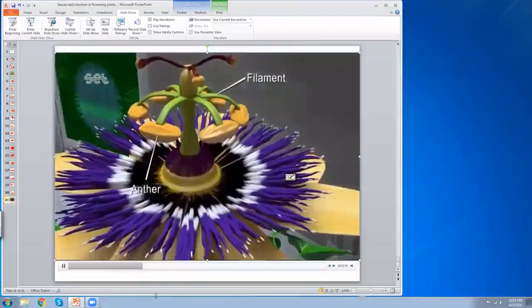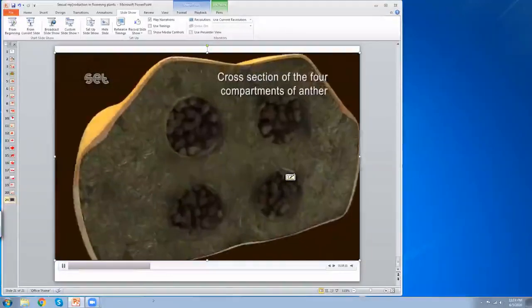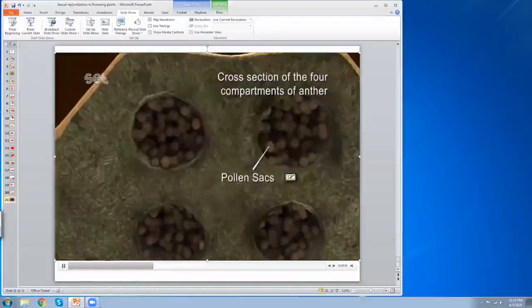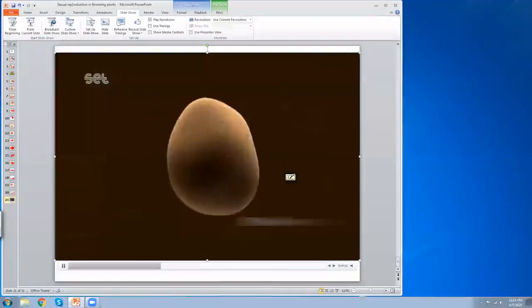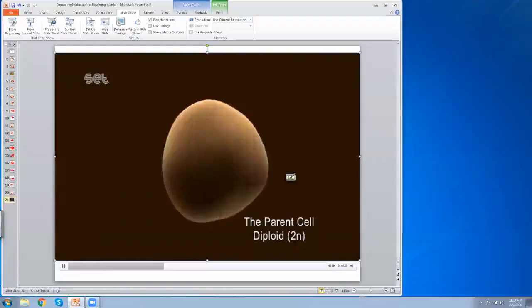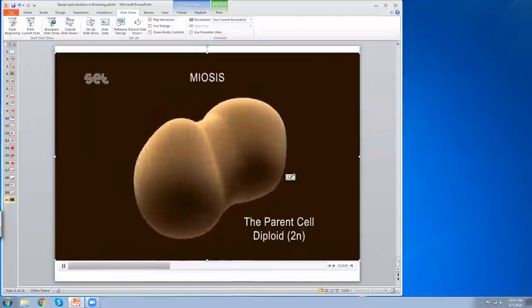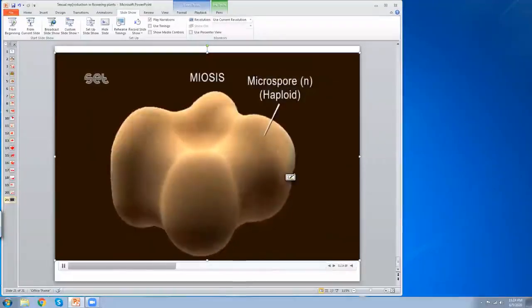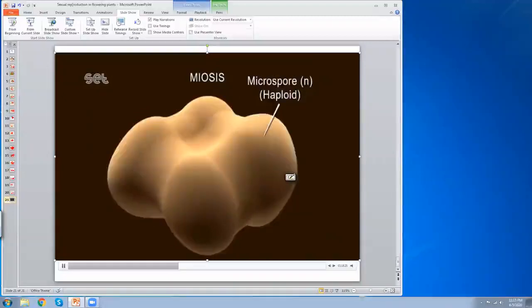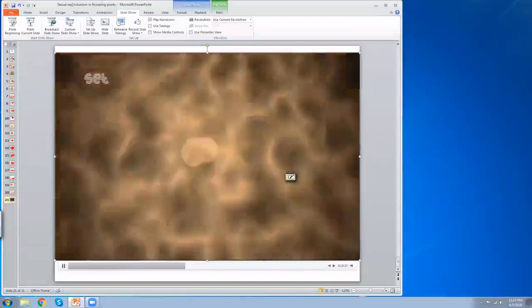So anther and filament. When we take a transverse section or a cross section, you find four chambers. These are all the pollen chambers, which contain the pollen sac. Inside this pollen sac, you have the diploid pollen mother cell, which will undergo meiosis: first meiosis gives 2, followed by the second meiosis giving 4. Each pollen mother cell will produce 4 haploid pollen grains or spores.